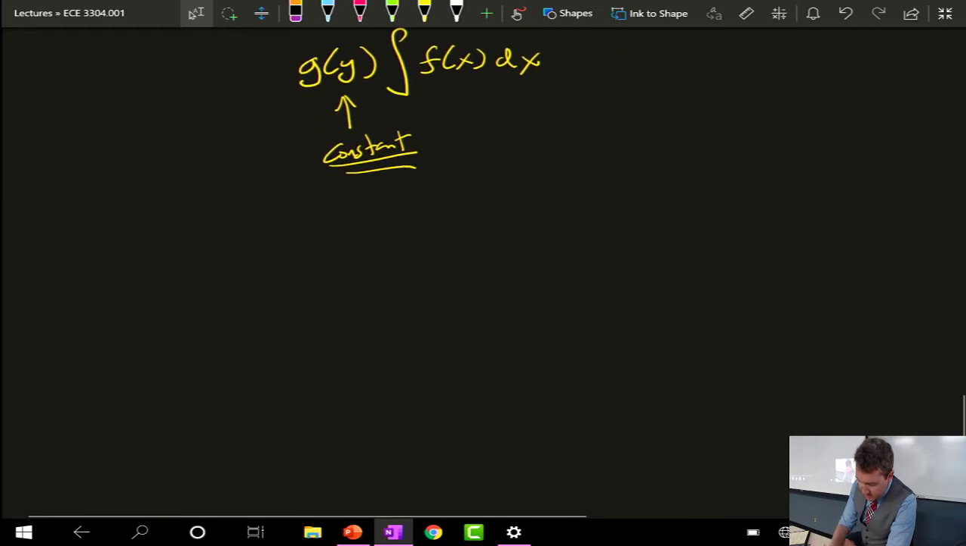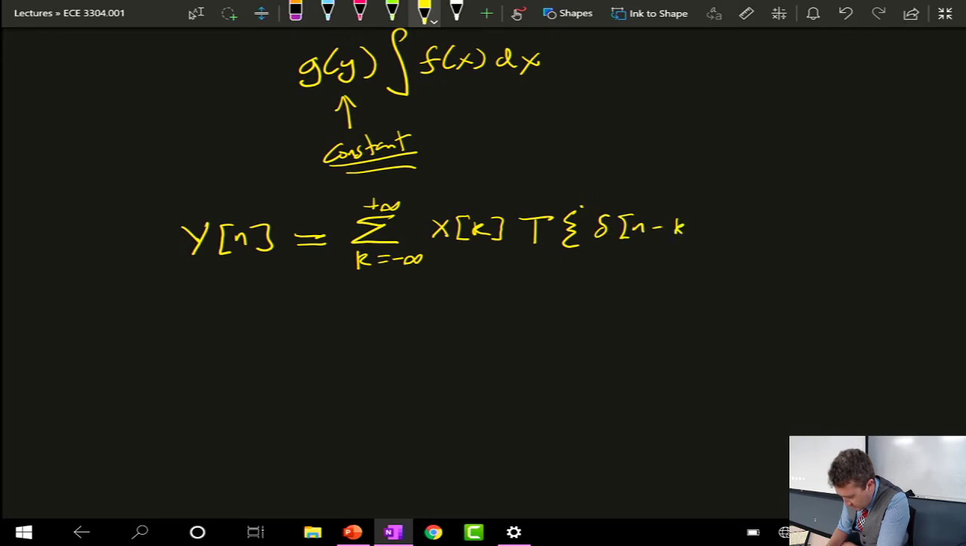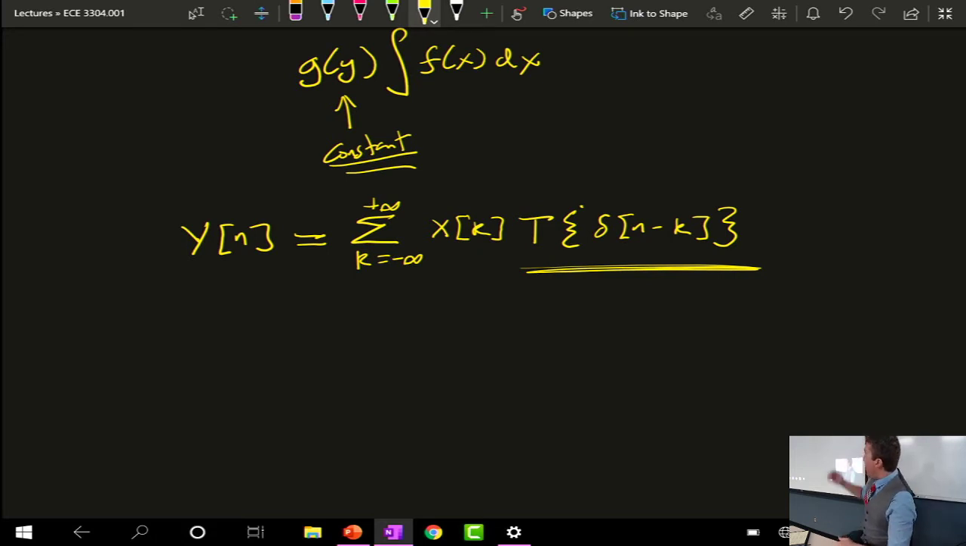So I can take this and rewrite it as y of n, and I can bring out that sigma. I can say y of n is equal to the sum, and we have to have a definition for k, so k equals negative infinity to plus infinity of x of k times T of delta n minus k. So I can pull that x of k out, and now we're just multiplying our input samples by this transfer function acting on just the input sample sequence.